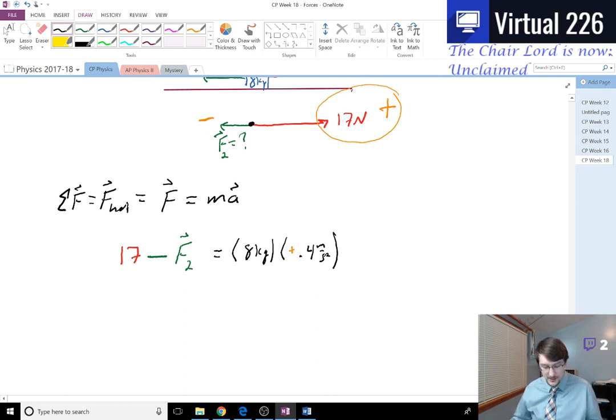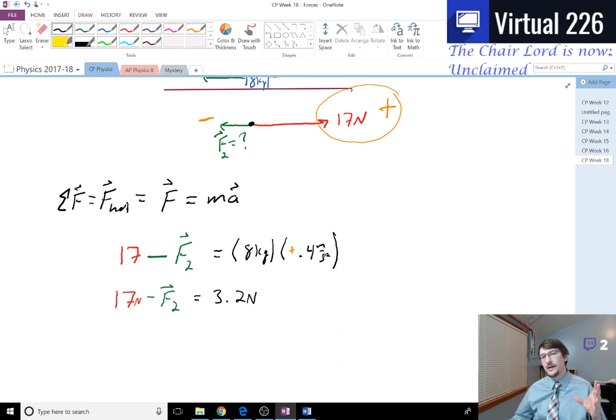If we work this out a little bit, we can see that 17 minus F2 equals 3.2. And at this point, everything is technically in newtons. The 17 is in newtons from above. F2 is a force. It is in newtons. And kilograms times meters per second squared from our mass times acceleration is also in newtons. And since everything is in newtons, we're allowed to add together. Remember, you can only add things together if they have the same units.